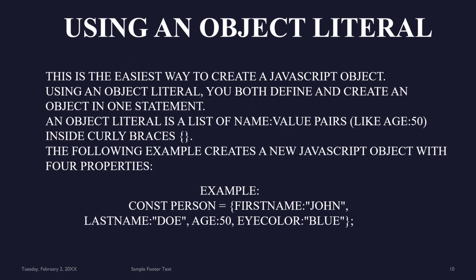Using an object literal. This is the easiest way to create a JavaScript object. Using an object literal, you both define and create an object in one statement. An object literal is a list of name value pairs, like age: 50, inside curly braces. The following example creates a new JavaScript object with four properties. For the example, the constant person: the first name will be John, last name will be Doe, the age will be 50, and the eye color will be blue.